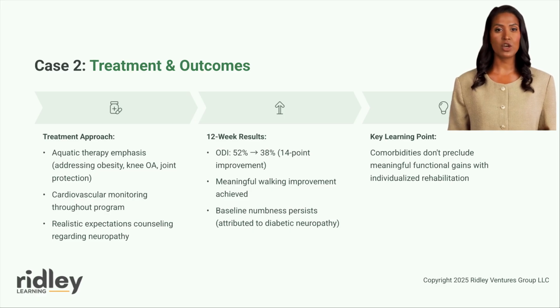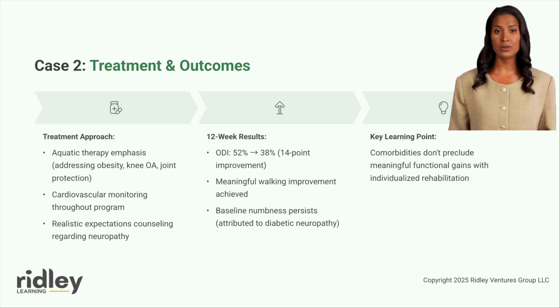His program includes cardiovascular monitoring, given his hypertension and mild peripheral arterial disease, with blood pressure checks before and after exercise sessions. Patient education addresses realistic expectations given his multiple conditions, emphasizing that improvement in the postural component of his symptoms is achievable while acknowledging that his neuropathic symptoms may persist. He is counseled regarding the importance of glycemic control for both neuropathy management and general health, and his primary care physician is updated regarding his exercise participation to support coordinated care.